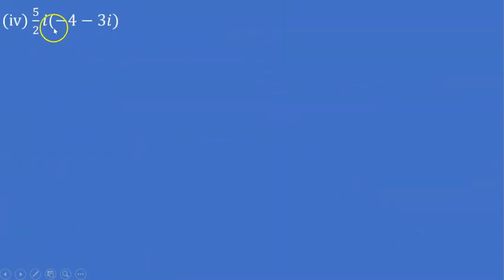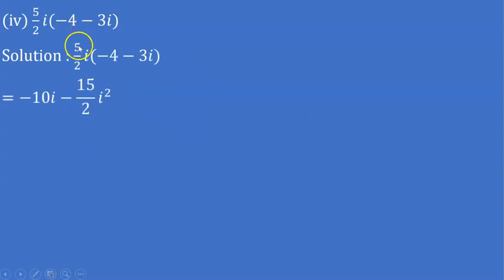Now next, 5 by 2 into i in bracket minus 4 minus 3i. I will simplify this bracket. That is 5 by 2 into i into minus 4, and after simplification you will get minus 10i. Next, 5 by 2 into i into minus 3i, you will get 15i square upon 2, that is minus 15i square upon 2.